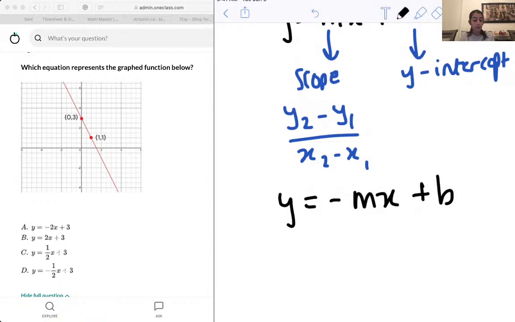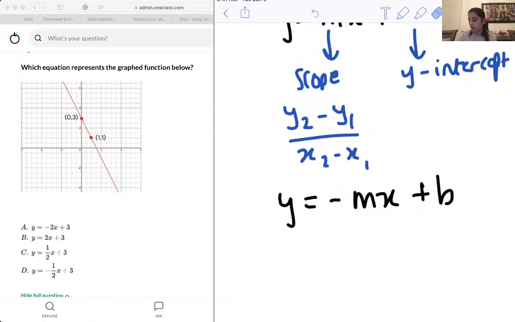And we only have two options over here that have a negative. So by process of elimination, we can get rid of B and C. So our only two options left are A and D. We can figure out our y-intercept by just looking at the graph, and we know over here when our x is 0, our y is 3, which means that is our y-intercept, and it's a positive 3.